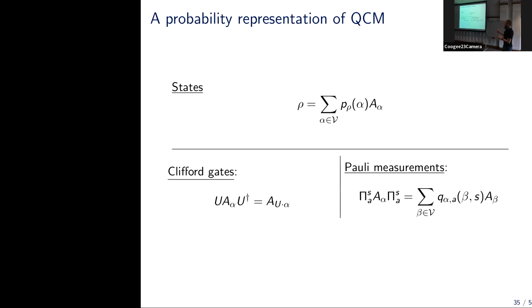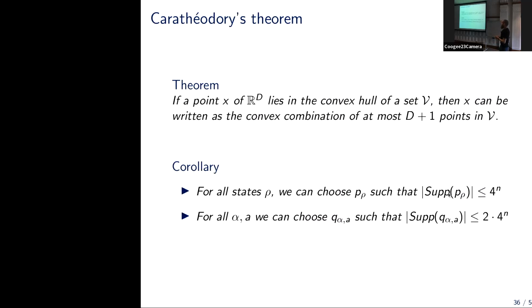So remember, this is how everything is represented in this model. A state is represented as a probabilistic mixture of vertices, and then you have a deterministic update rule for Clifford gates and a probabilistic update rule for Pauli measurements. There's this theorem called Carathéodory's theorem, which is not about quantum computation. It's a general theorem in convex geometry. It says if a point X in some d-dimensional space lies inside the convex hull of a set of points V, then X can be written as a convex combination of at most d plus 1 points in V. So, if you're representing a state, you don't need all the phase point operators. You only need some fairly small number of them.